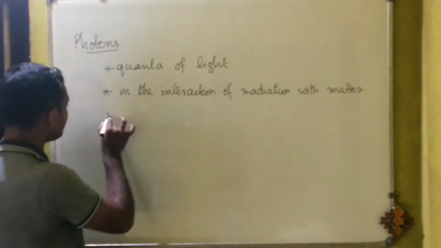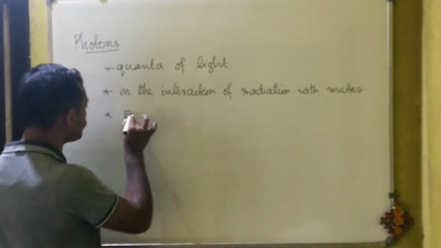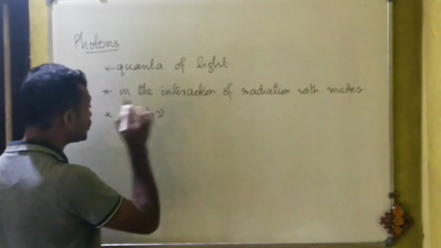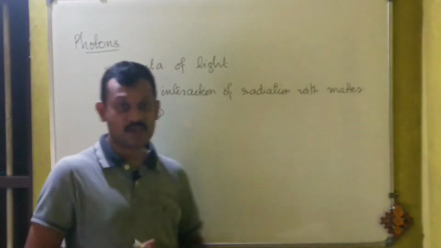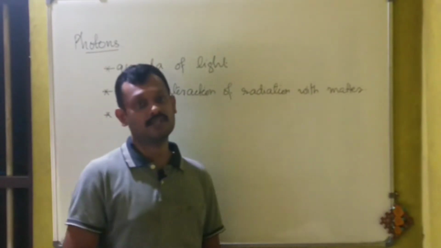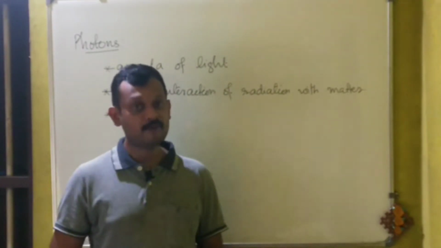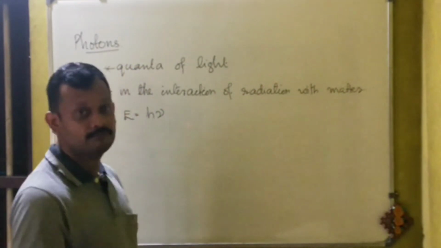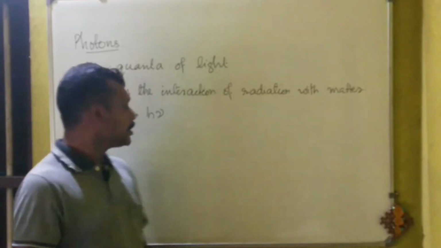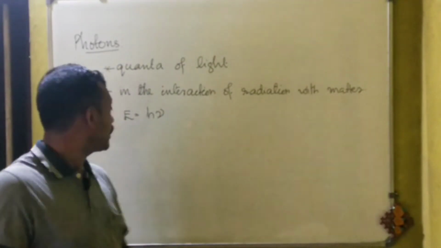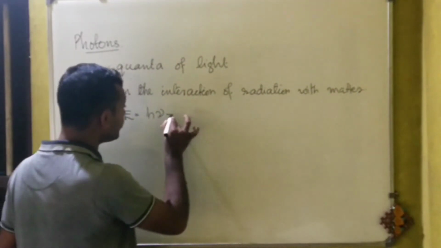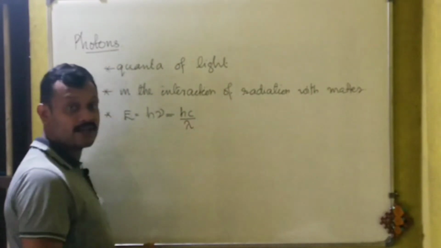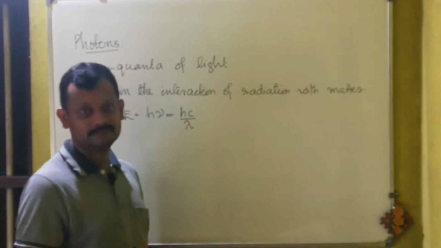Now the question: what is the energy of a photon? The answer is, the energy of a photon is h nu. What is h? Planck's constant. And what is nu? The frequency of the light, the frequency of the radiation. So the energy of a photon is h nu. This can also be written as hc by lambda. It's h nu, otherwise hc by lambda.